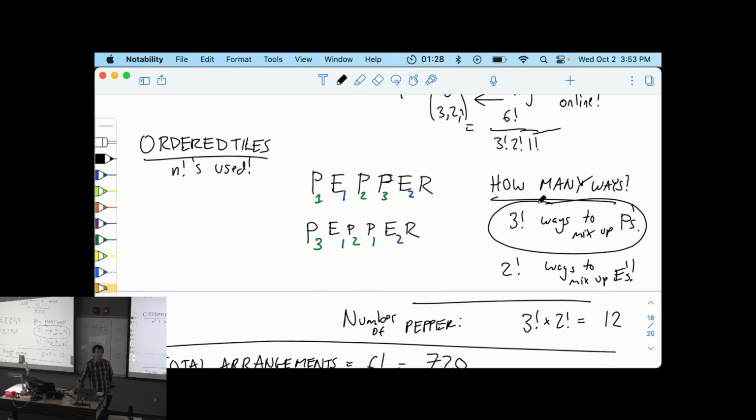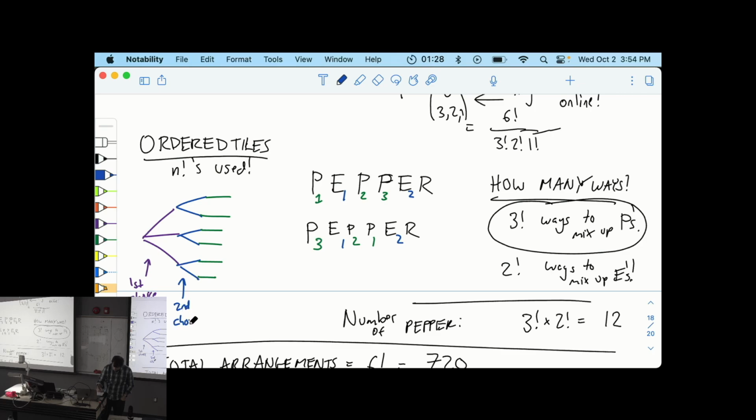So the definition of the factorial was when you have n things, the number of ways to mix them up fully is n factorial. And that really came from the tree, so we kind of derived this last time by a tree that looked like this. I guess it was 2 classes ago now. So the first choice, second choice, and third choice.